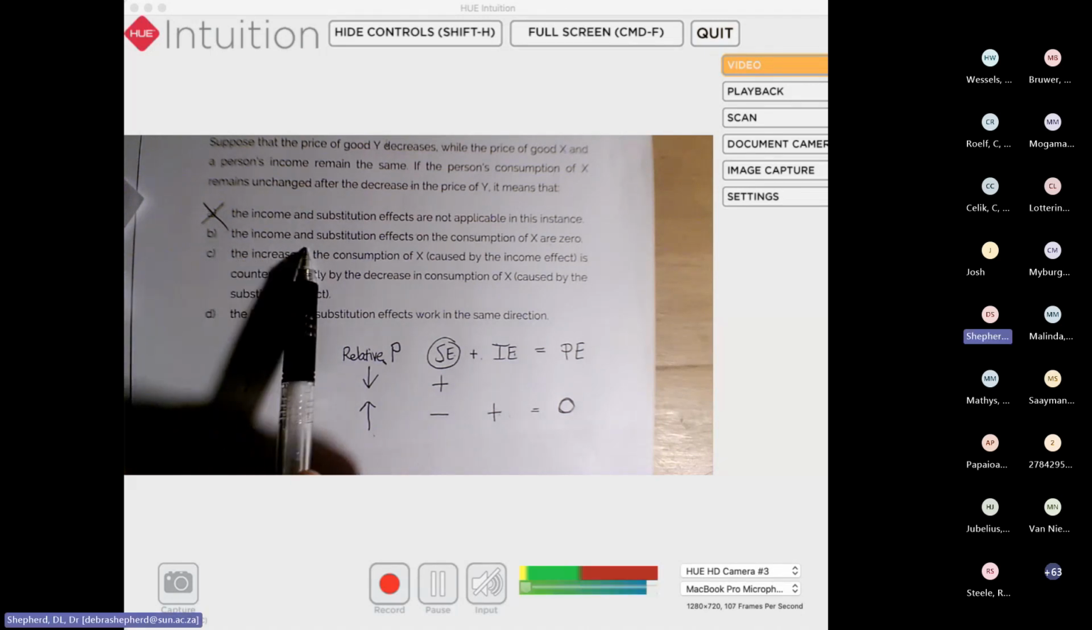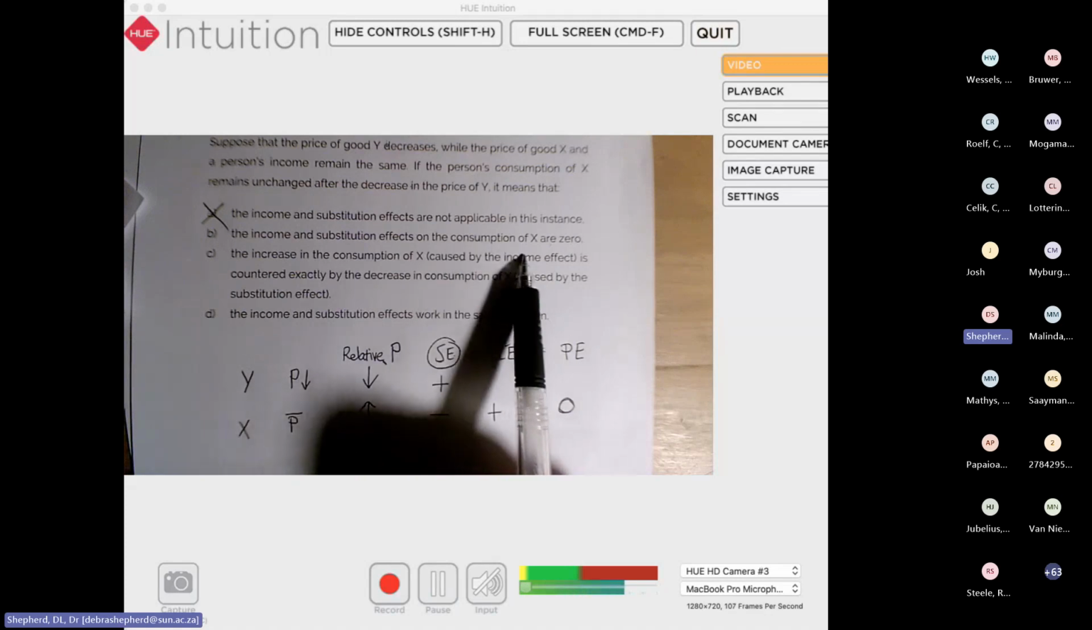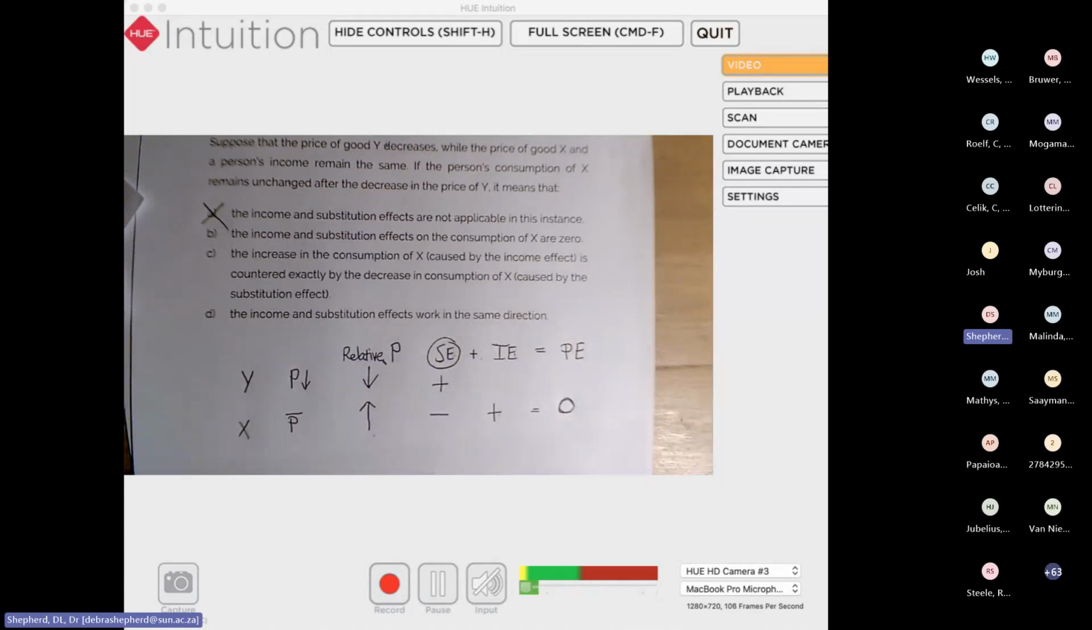B says the income and substitution effects on the consumption of X are 0. This is also wrong. If Y is cheaper, it will automatically make X relatively more expensive. And so there will definitely be a substitution effect. It doesn't mean that these two things will be 0. It just means that they balance out.